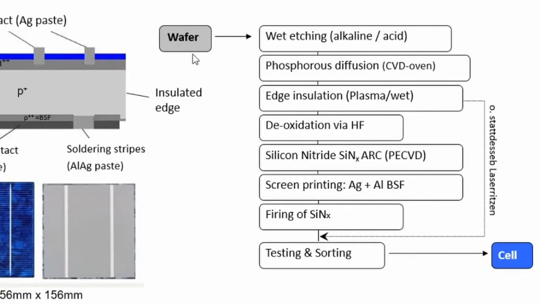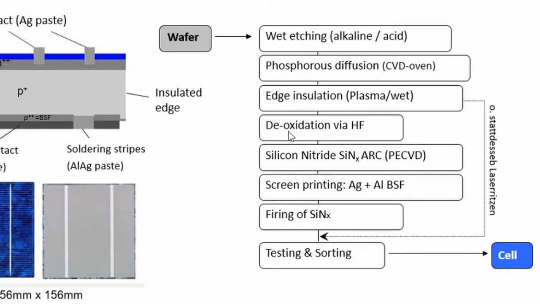Let's see the process, how it is produced. You have the wafer, then you have the etching by alkaline acid, and then you have the phosphorus diffusion, as we saw before, in a chemical vapor deposition oven. Then you have the edge insulation, because usually there would also be N-doping here, and so you take away that part from the edge, because you want just the upper part to be N-doped.